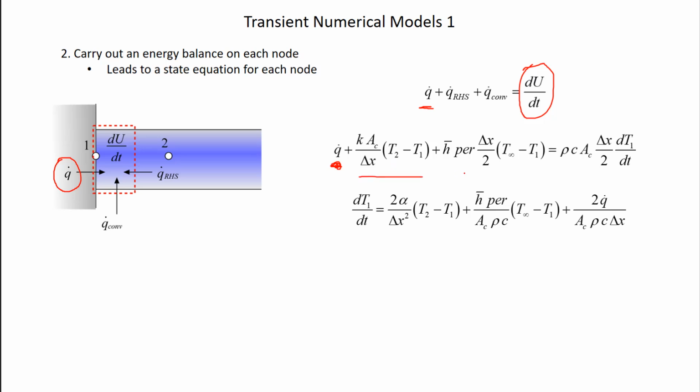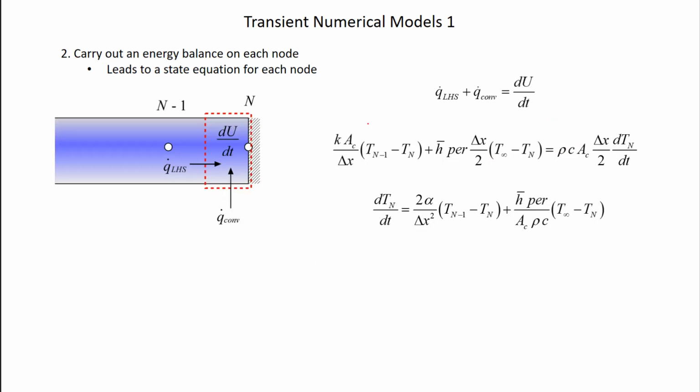This is conduction. This is convection. I have to be a little careful here to recognize that I have half of the surface area exposed to the fluid here. And then this is the heat capacity of that node. And again, it's half as big, which is why the 2 sits there. So I solve this equation and I get a state equation for node 1. Right? It's a little different than the state equation for all the internal nodes.